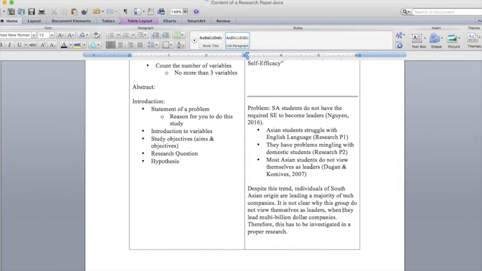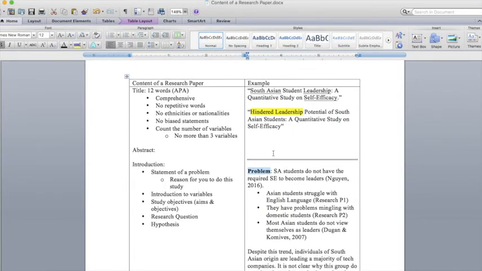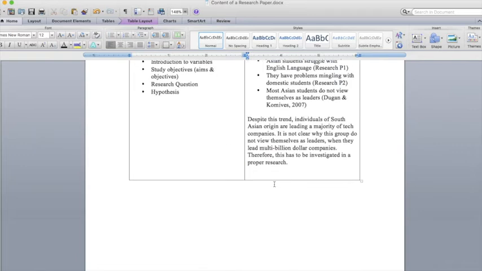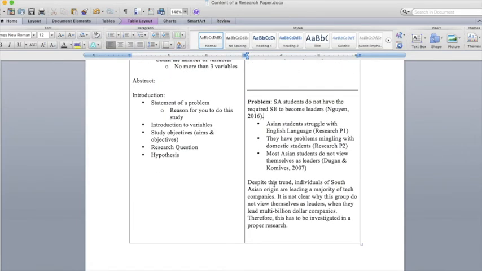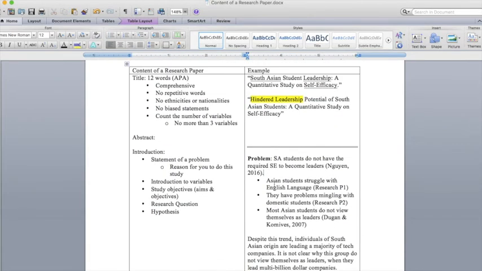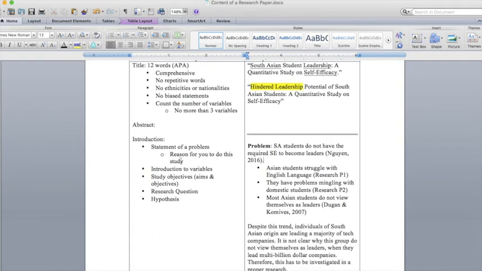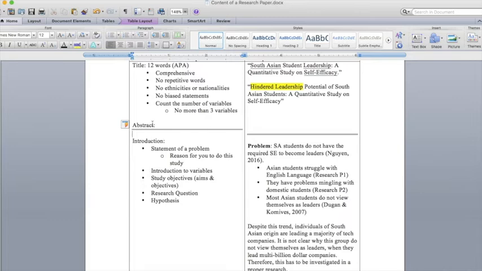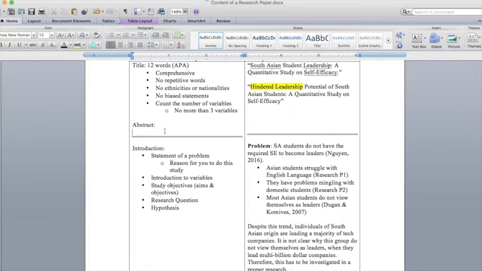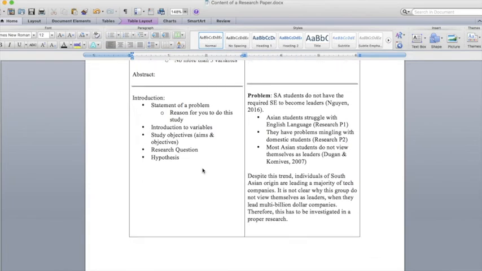Now I have given a valid reason for my study. Now here's the problem. Here's the title, here's the problem, and now I have given a reason to do this study. So this is just the introduction section: what we do and how we do it. Let me just put the divider here. Okay, so I think that is clear.